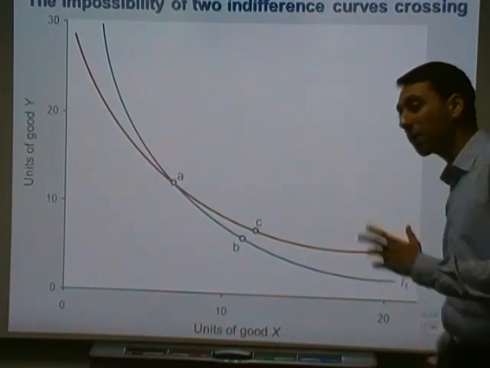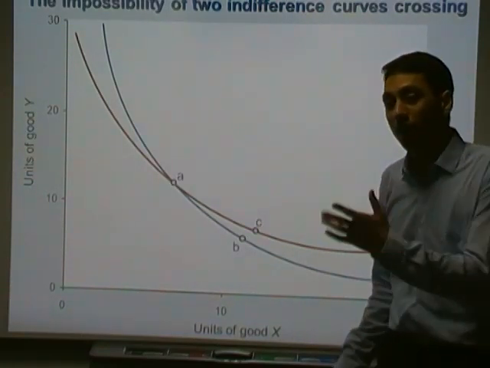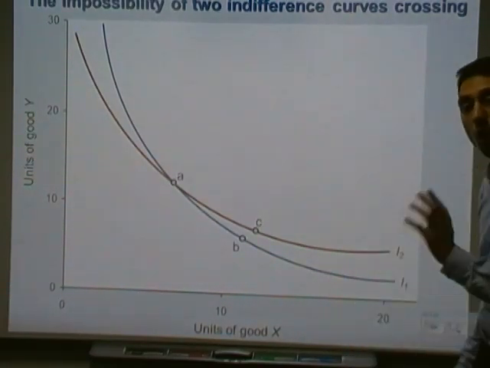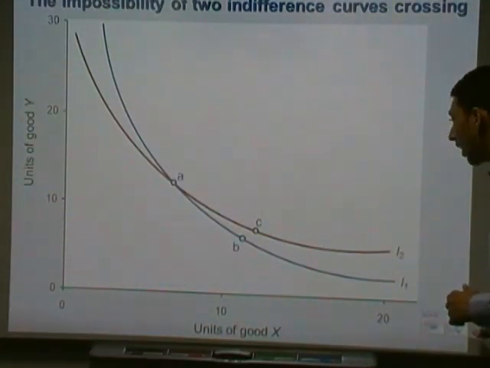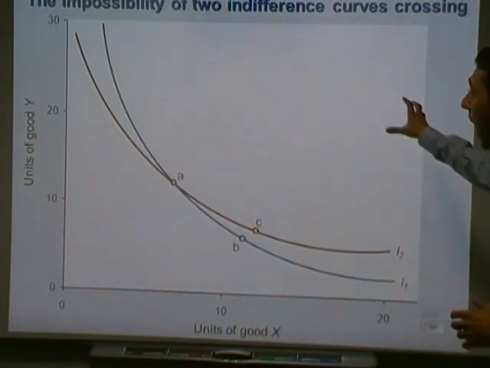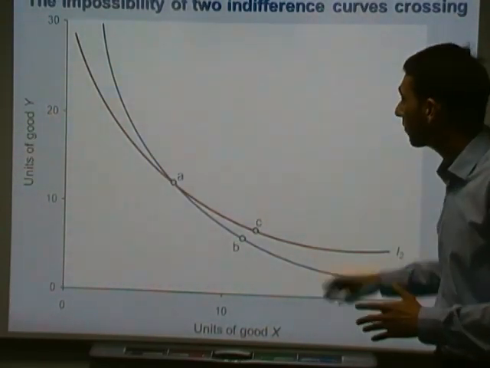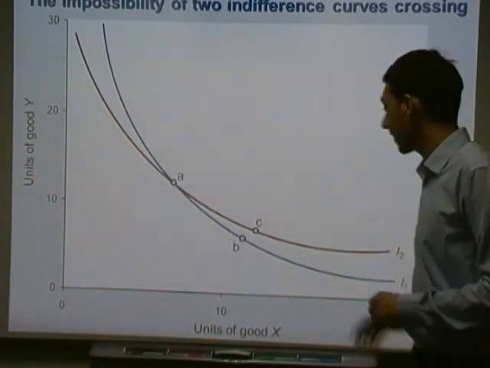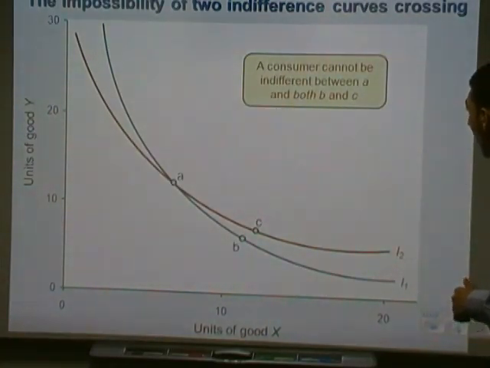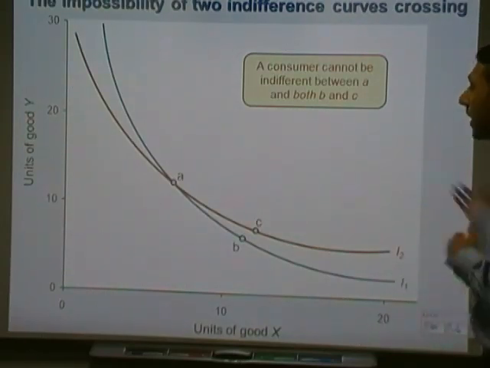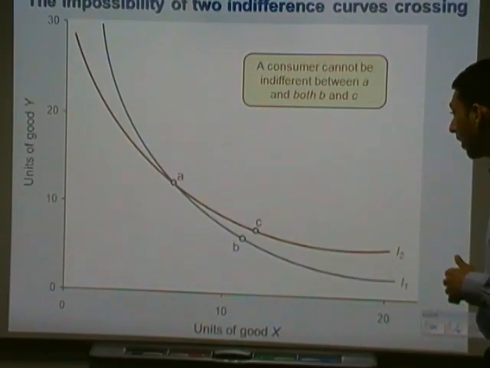So that is, by the way, called transitivity. You can look on Google for what it means. But because of that, it is impossible to have two indifference curves intersecting. So a consumer cannot be indifferent between A and both B and C, right?